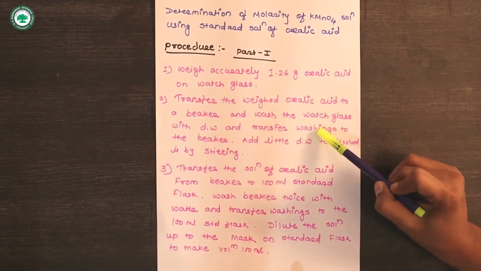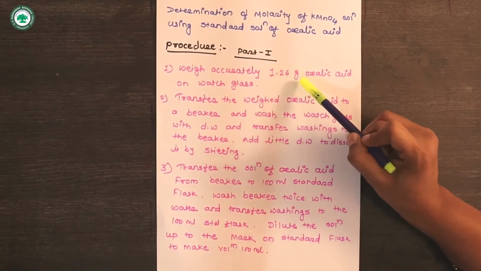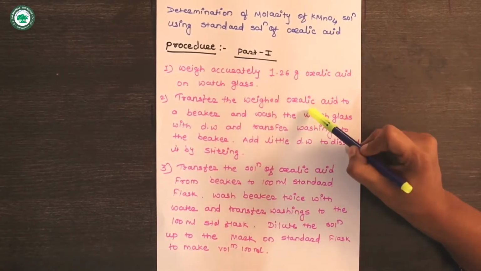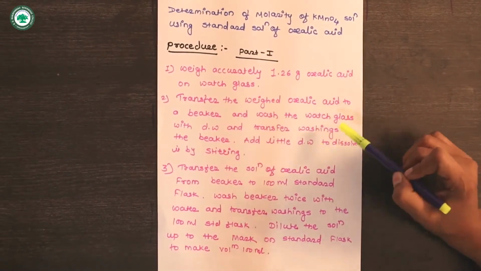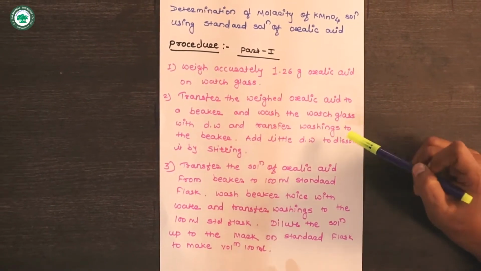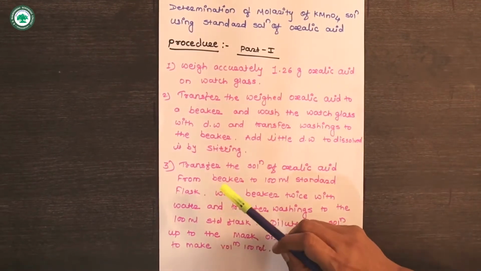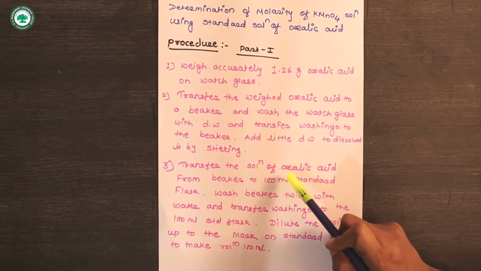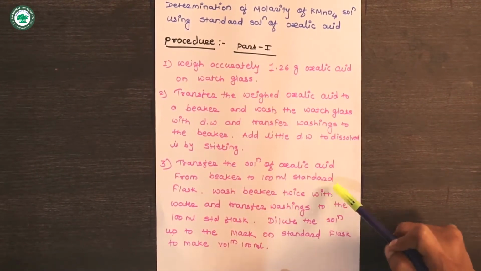Means in this step we take 1.26 gram of oxalic acid and transfer it into the beaker, and then add a little bit of distilled water and dissolve the oxalic acid. The third step is to transfer the solution of oxalic acid from the beaker to the 100 ml standard flask.